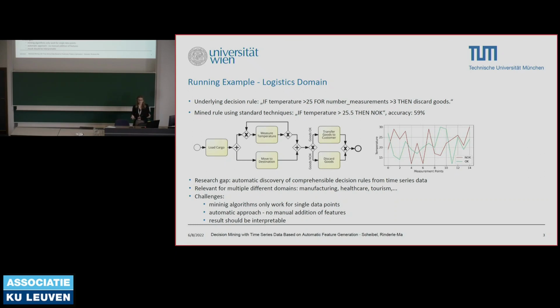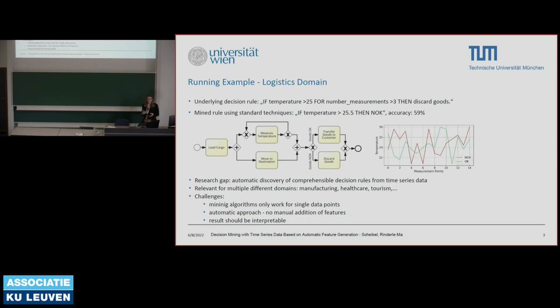So that's the research gap. That's what we wanted to work on. We wanted to enable the automatic discovery of comprehensible decision rules from time series data. And that's not only interesting for logistics, for the running example, but can be interesting for a multitude of different domains. So basically, every domain where we have some kind of sensor data, for example, because sensor data is time series data. So we can look at manufacturing, where we have lots of different sensors involved. We have healthcare, tourism, and a multitude of other domains where that could lead to more information that we can work with and to better and more accurate rules.